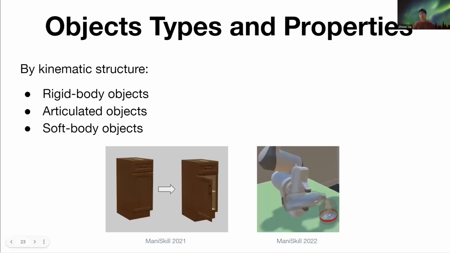After considering rendering, physics, and the speed of the simulators, we would like to talk about what types of objects and what object properties a simulator can support. Let's begin with object types. By the criteria of kinematic structure, we can classify objects into three categories: rigid body, articulated, and soft body ones. An example of an articulated object is shown below on the left-hand side as a cabinet where the door can be opened. And on the right side is an example of pouring water, which entails soft body manipulation.